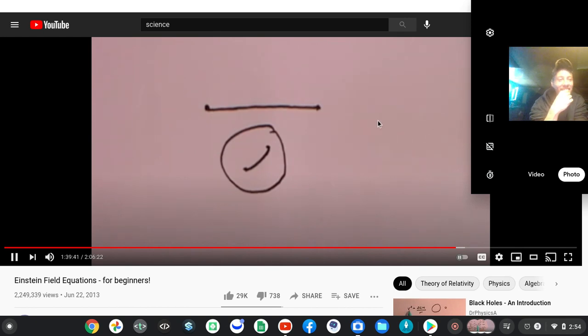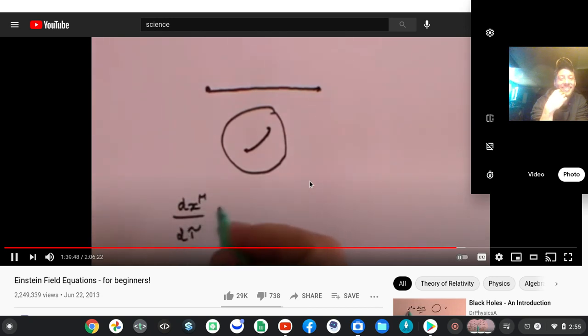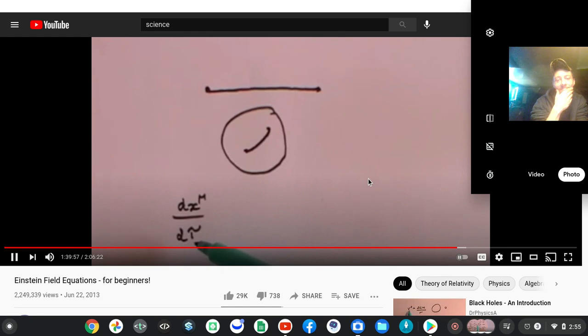And we can define what's called a tangent vector, dx mu by d tau, as a rate of change of the distance that we travel with respect to time. I'm using tau because tau is what's called proper time. You can find out what proper time is from my videos on special relativity. The important point about proper time is that all observers, no matter what frame of reference they're in, can agree on it.